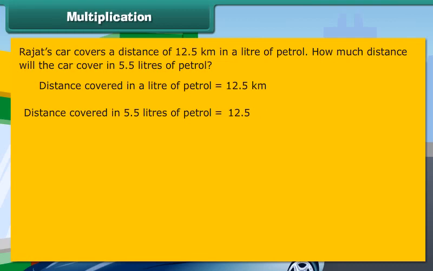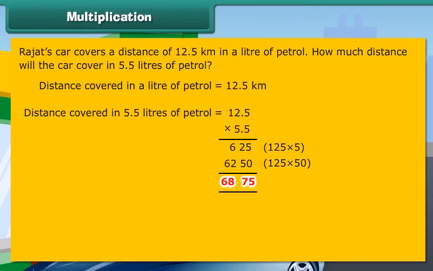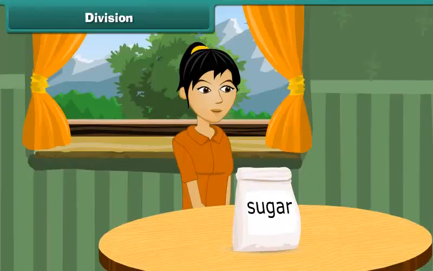6,875. As there are two digits after the decimal point, one in 12.5 and the other in 5.5, we count two digits from the right and place a decimal point before 7 in the result. Therefore, the car will cover a distance of 68.75 km in 5.5 litres of petrol. Division. Aruna buys 7.5 kgs of sugar and spends rupees 230.625 on it. Find the cost per kg.